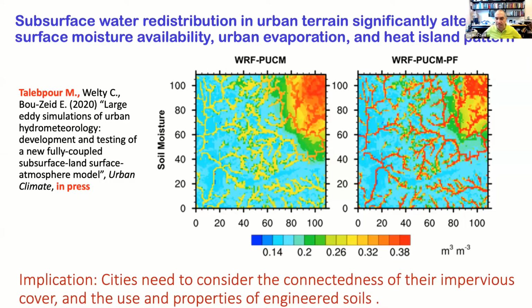So the implication is that cities need to consider the connectedness of the impervious cover and the use and properties of engineered soils. So it's not only what you put above the surface, it's also what you do below the surface that's going to impact how your city responds.